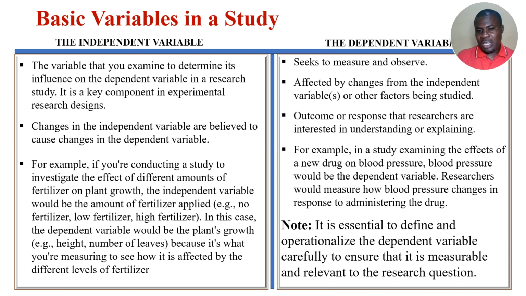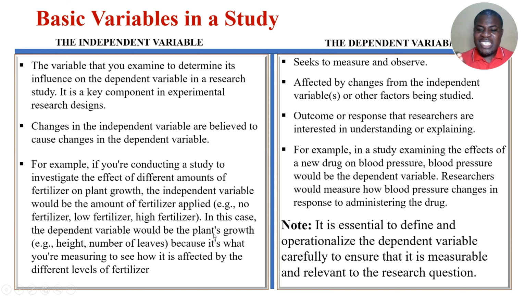For example, let us look at this topic. In a study that is interested in understanding the effect of a new drug on blood pressure, the blood pressure will be the dependent variable. Researchers would measure how blood pressure changes in response to administering the drug. So in other words, administering the drug would be the independent variable, while blood pressure is the dependent variable here, because administering the drug is the effect that you want to bring to change the blood pressure.